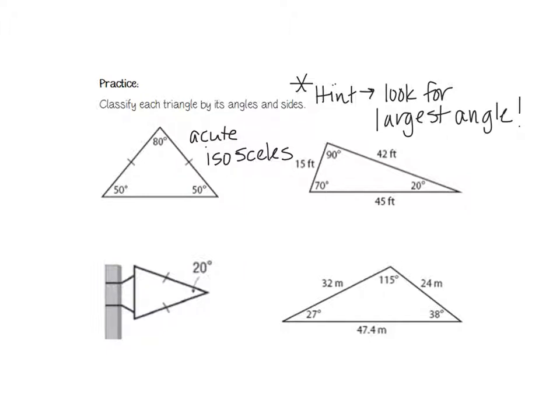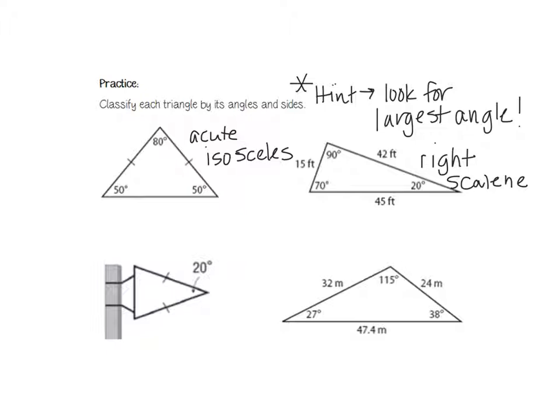So when we look over at this next one, I start with my angles. I have 70, 20, and 90. By the way, if you've noticed, if you add them all up, they will equal 180. But this is not acute, so my largest angle right there is a right angle. So it is a right triangle. When I look at my side lengths, I have 15, 42, and 45. They're all different, so it is a scalene.